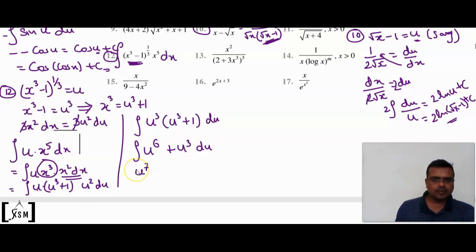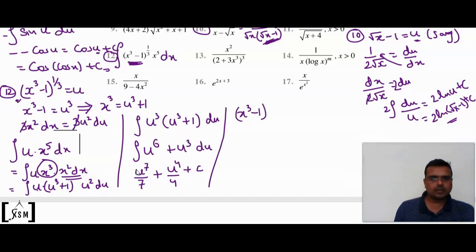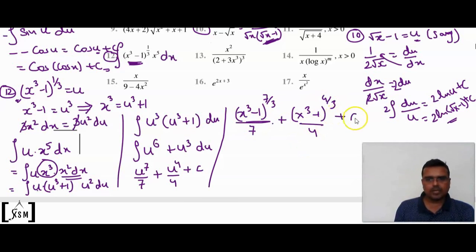And guys, u was my this thing, right? So I will write it as x cube minus 1 whole to the power 7 over 3, divided by x cube minus 1 whole to the power 4 over 3, because power is 4. So that was the substitution method in integration. Remaining part we'll learn in the next session. Thank you.